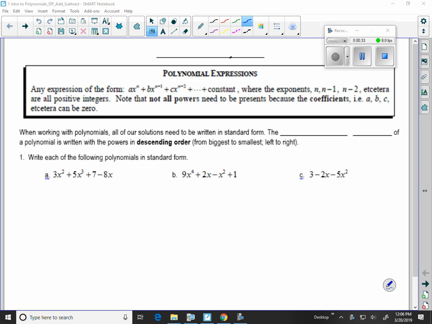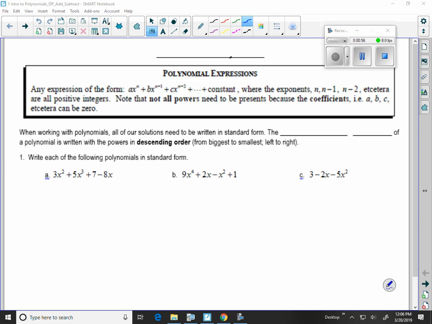So these should all have 4 or more terms in them. If you look at A and B, those have 4. Now wait a second, C's in there and it only has 3. Well, sometimes polynomial doesn't necessarily mean 4 or more, it just means terms. Okay? So we could technically call letter C a polynomial. Specifically, we would call it a trinomial. Does that make sense? Yeah.